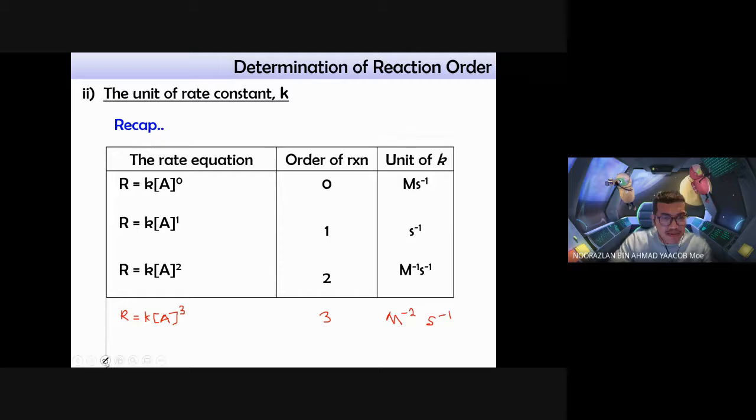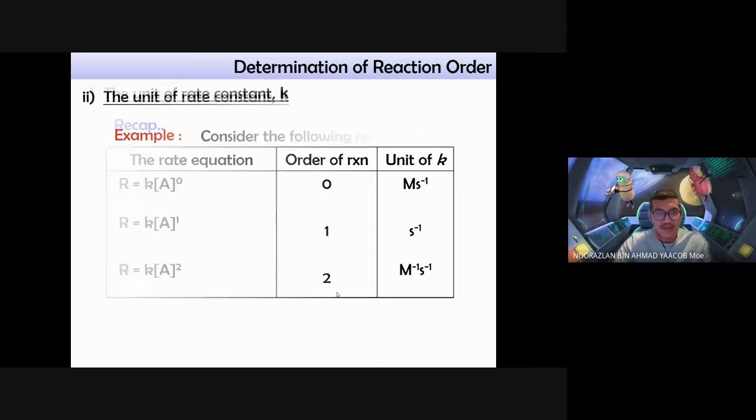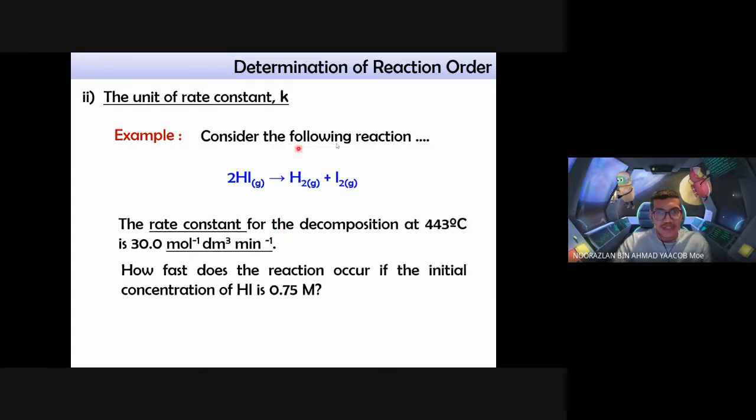Okay, so kalau kamu tengok dia punya trend, start daripada 0, dia M to the power of 1, M to the power of 0, M to the power of -1, M to the power of -2, M to the power of -3. Yang per second dia akan kekal ada. So it's like that. So kalau kita tahu dia punya unit of rate constant, kita boleh tahu automatic dia punya overall order of reaction. Okay, so consider the following reaction.